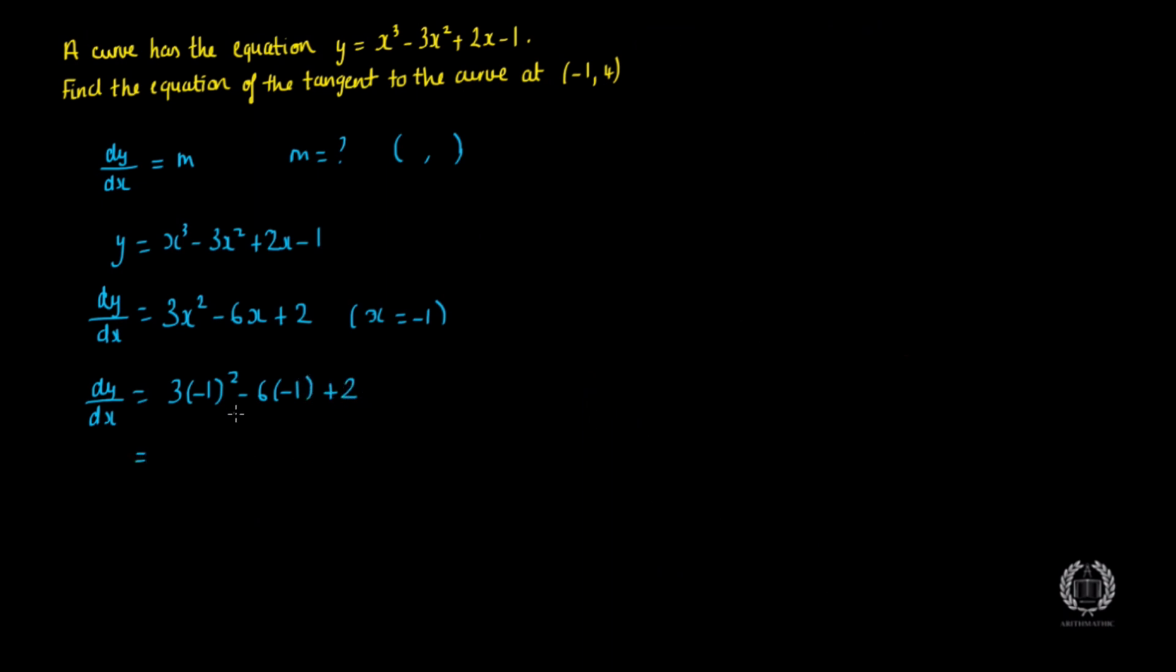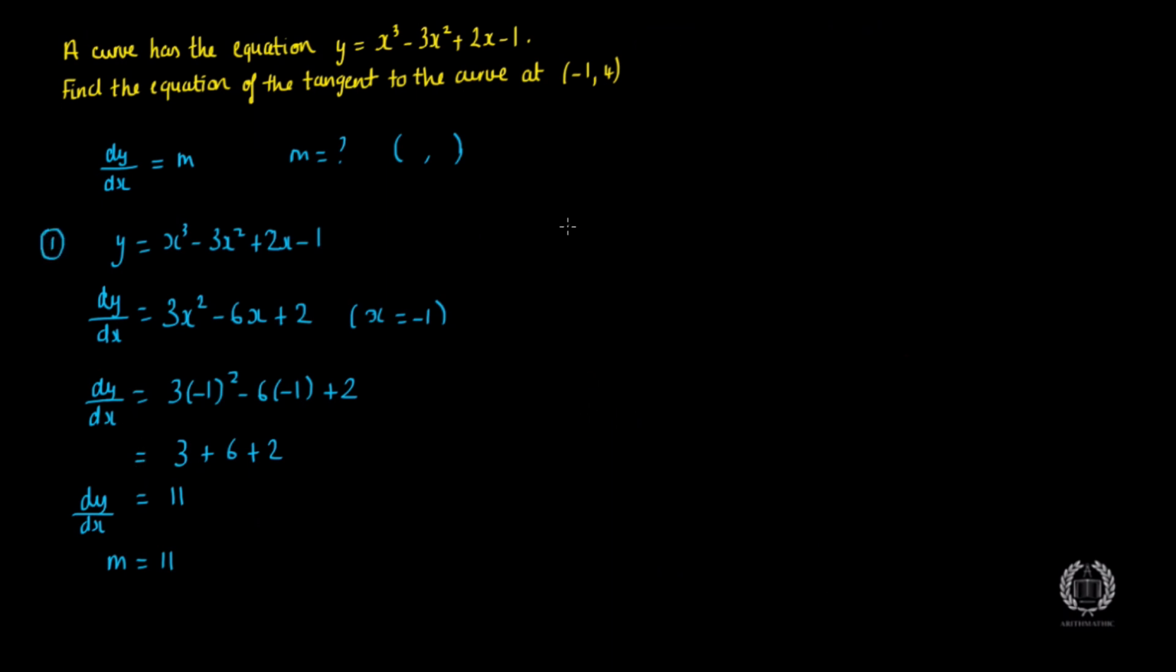And now if I find the answer for this, minus 1 squared is 1, times 3 is 3. Minus 6 times minus 1 is plus 6, plus 2. So that's going to be 3 plus 6 is 9, 11. So my dy dx equals 11. Or we can also say my gradient equals 11. So that's step 1, right?